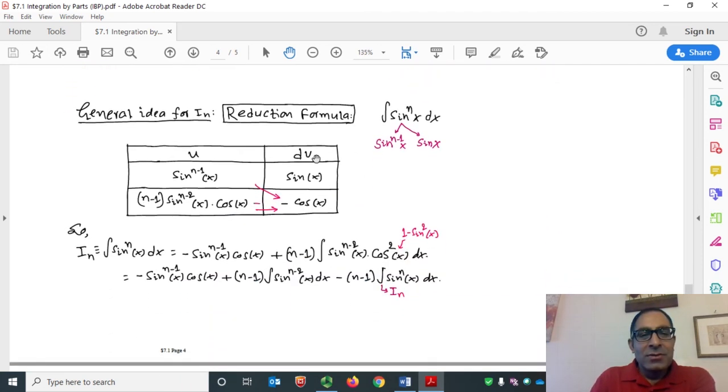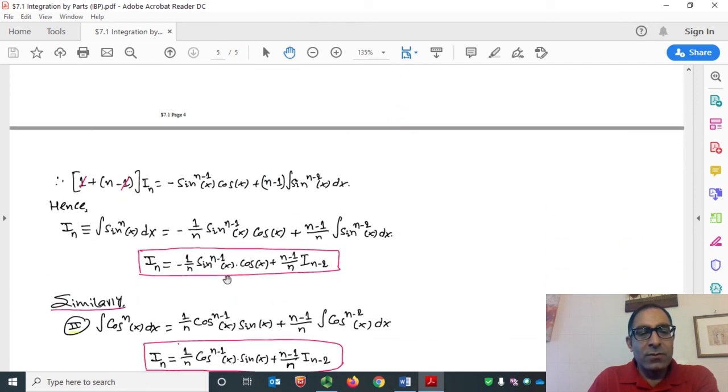Let me move on. So here I gave you the general idea to prove the reduction formula, but I'm not going to prove it here, and I will not ask you to prove the reduction formula in the exam also. So the idea is, the integral of sine to the power n x dx, we break down sine to the power n as sine to the power n minus 1 times sine to the power 1 x. Then we pick u equals sine to the power n minus 1 x and dv equals sine x dx. Apply this IBP formula technique, and then it gives us the formula that we used before.